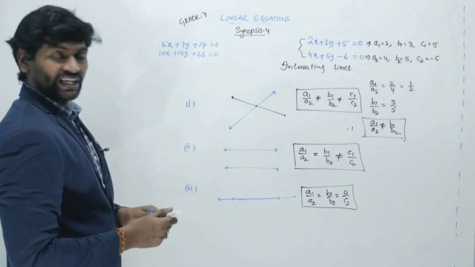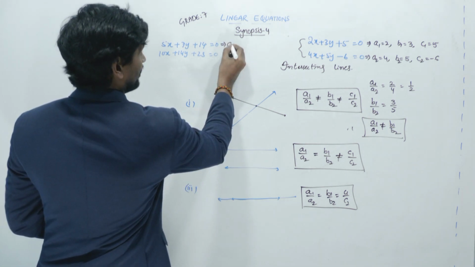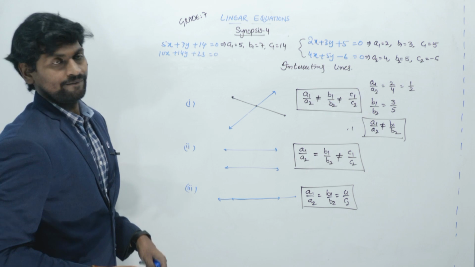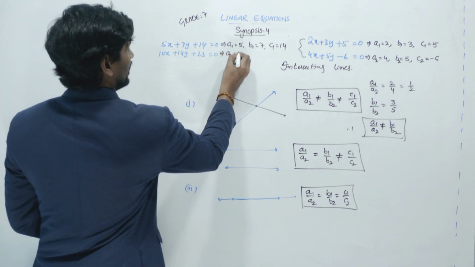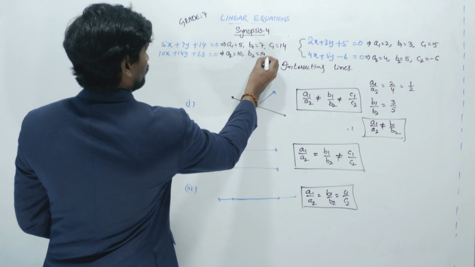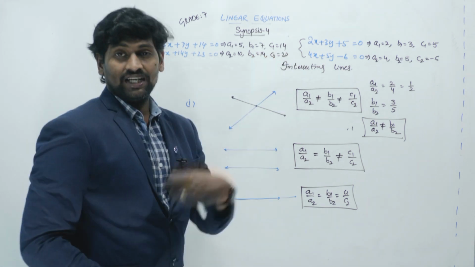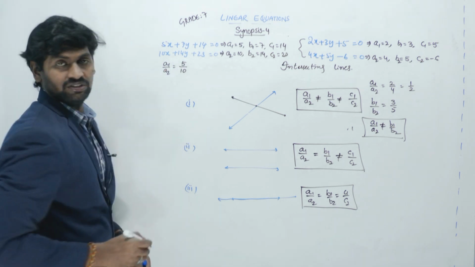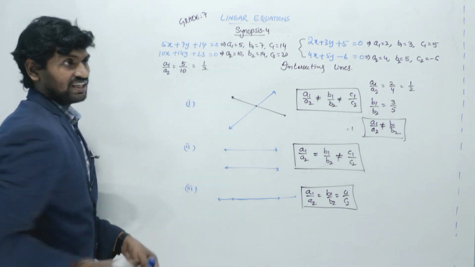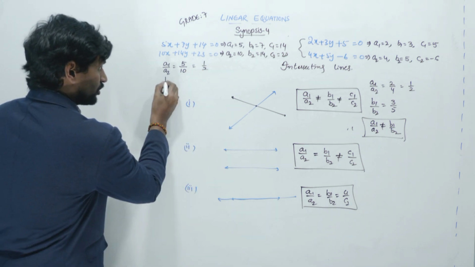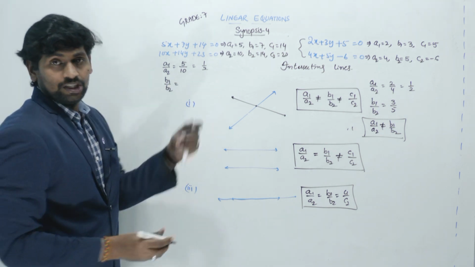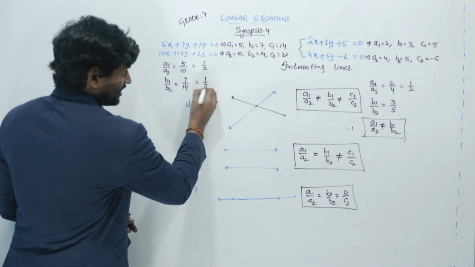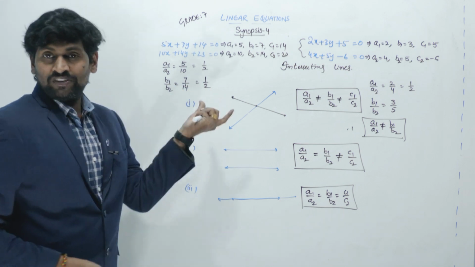So again check the a1, b1, c1 values. Here a1 equals 5, b1 equals 7, c1 equals 14. Now a2 equals 10, b2 equals 14, c2 equals 23. Let us find the ratio a1 by a2: 5 by 10, after cancellation the ratio is 1 by 2. Now b1 by b2: 7 by 14, both can be cancelled in the 7 table, so the answer is also 1 by 2. a1 by a2 and b1 by b2 are the same.